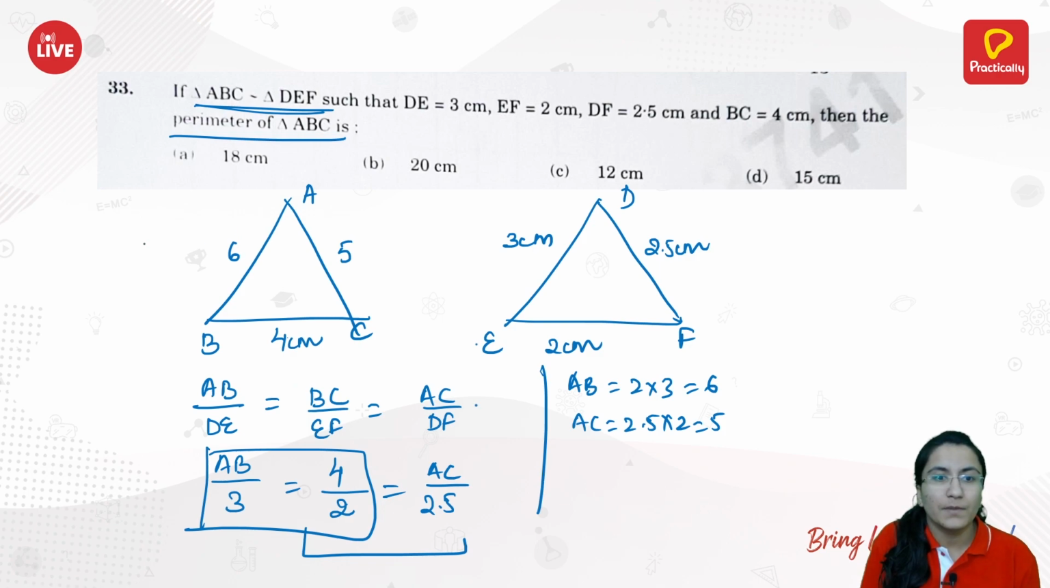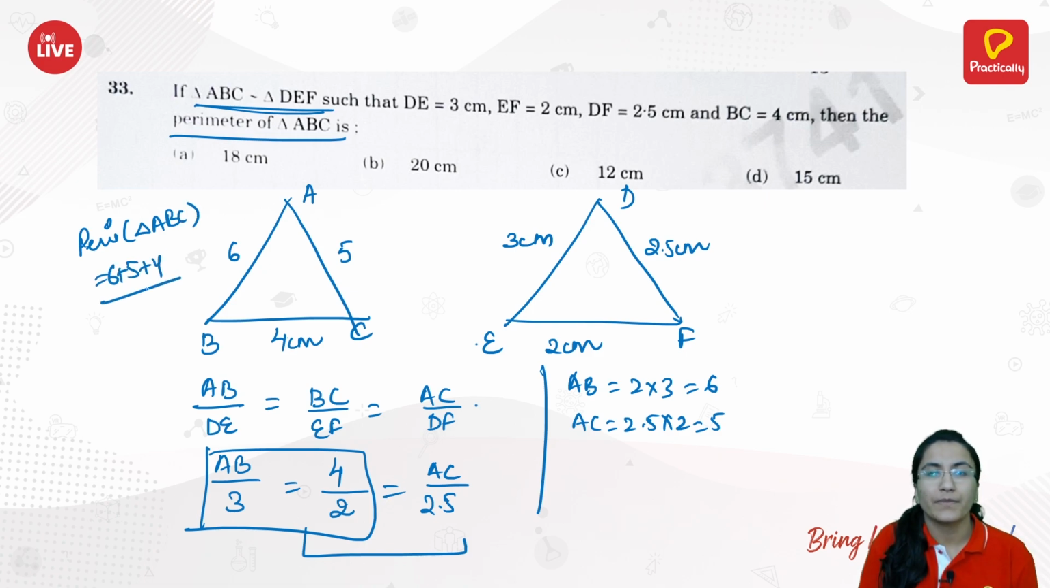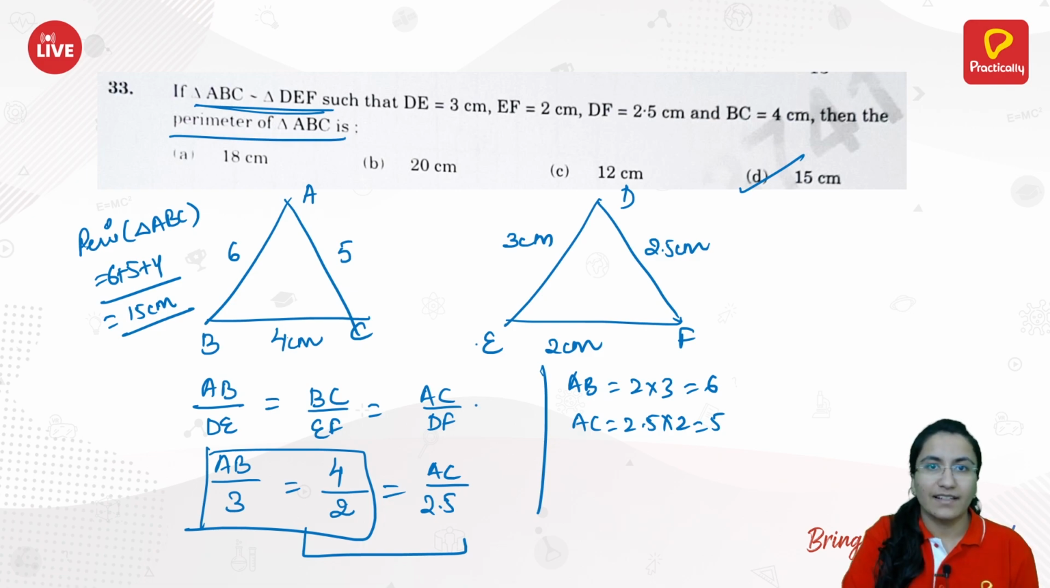What exactly would be the perimeter? Perimeter of triangle ABC is equal to 6 plus 5 plus 4. That is equal to 15 centimeter. That means option D is the correct answer. Okay, option D is the correct answer.